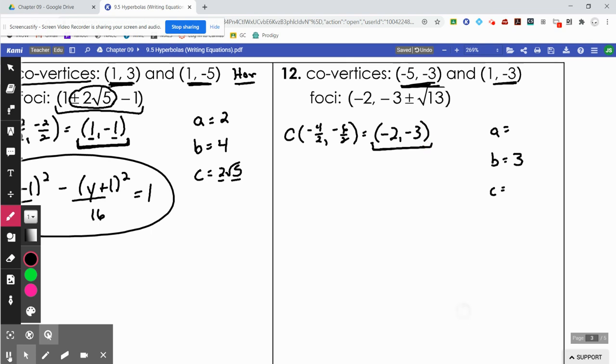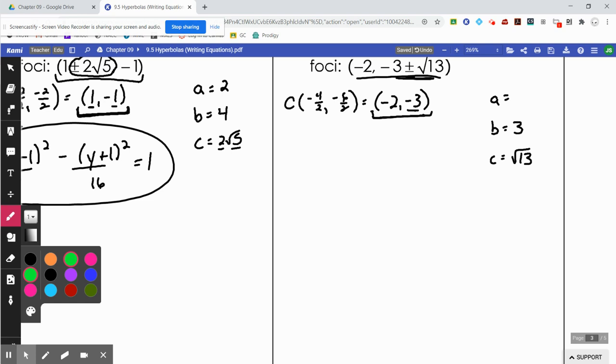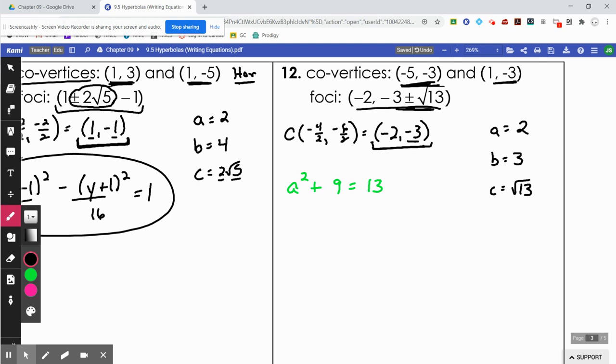The distance from here to here is going to give us our C value. And since it's -3 and -3 plus and minus root 13, that's a C value of root 13. To find our A value, however, we've got to do A squared plus B squared is equal to C squared. Move the 9 over and square root, and that gives me an A value of 2. So therefore, now let's determine if it's horizontal or vertical, and we're ready to write our equation.